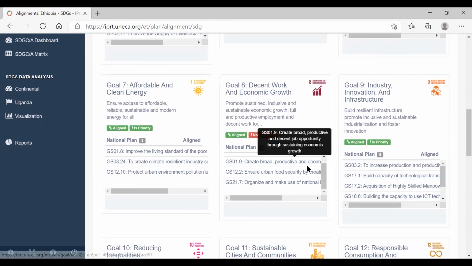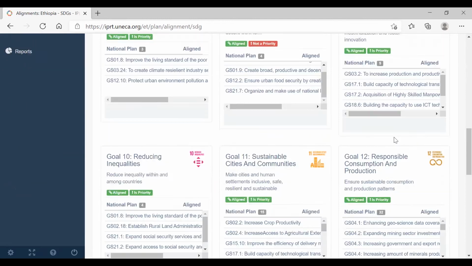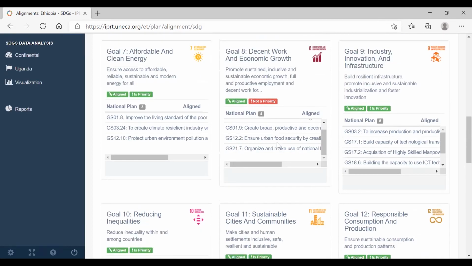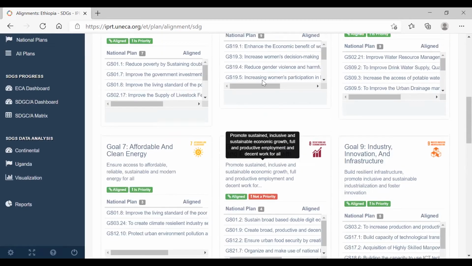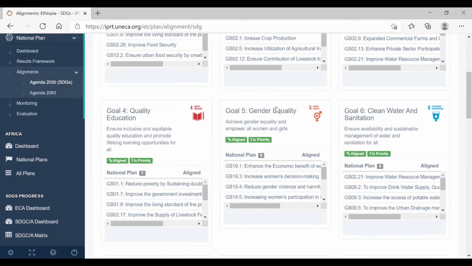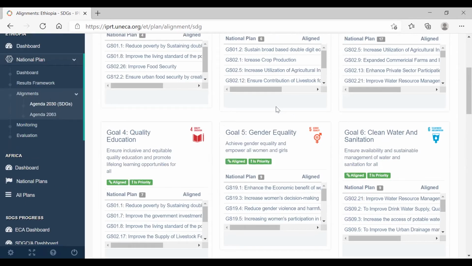The only, if you look at, for example, goal number 14, it's not aligned, not a priority for that country. So you can keep on assessing the degree of alignment of SDGs with the National Development Plan of Ethiopia. This is with regard to SDGs.